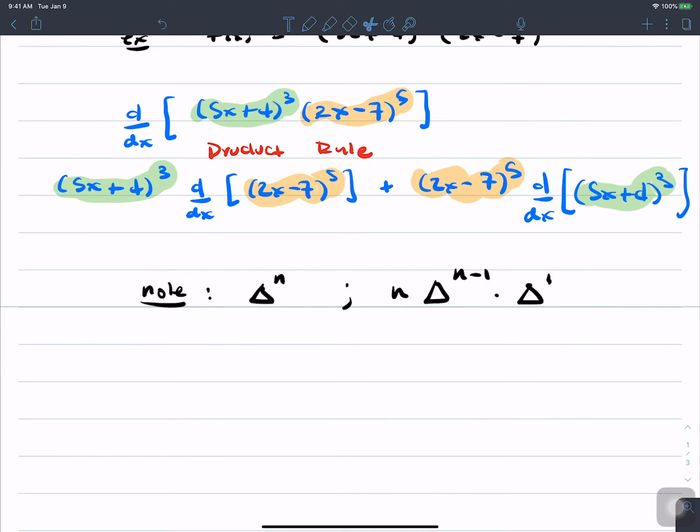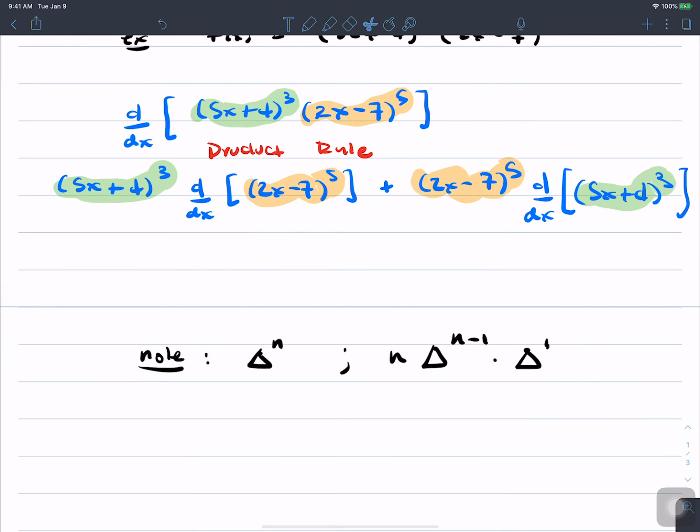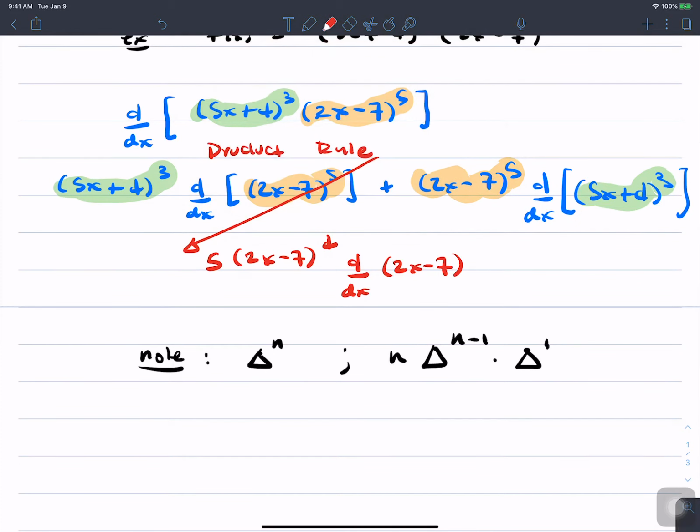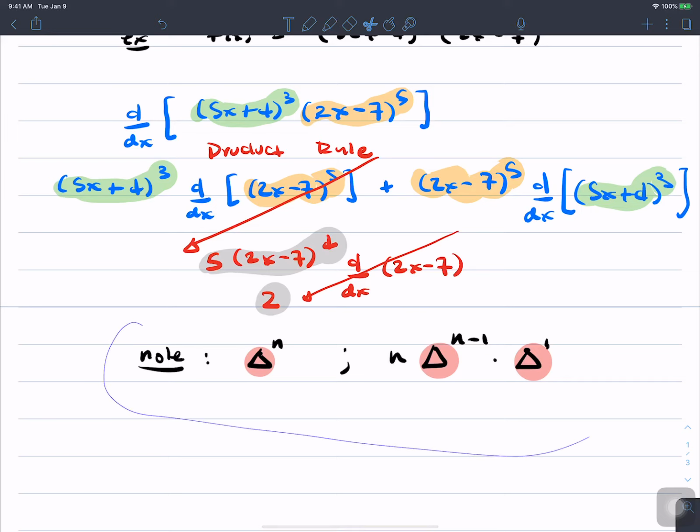I say that because here this portion becomes 5, 2x minus 7, 5 minus 1 is 4 times the derivative of 2x minus 7. Remember, this here is the inside function. So you're doing power rule, and then you're taking the derivative of that inside function. It's just we haven't taken that derivative yet. This derivative here will be 2. So be careful here. We have this information to consider. And that's just for the first derivative.